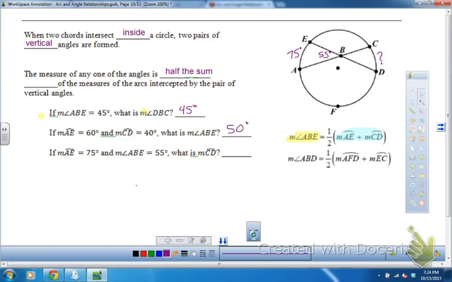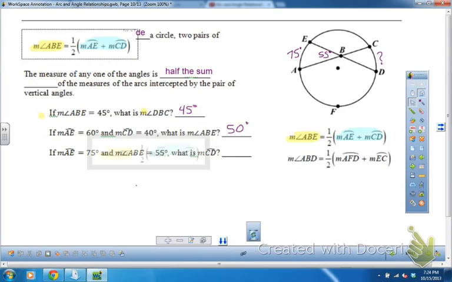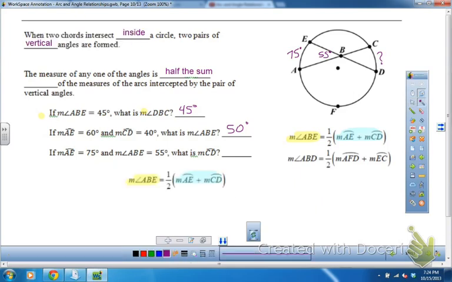What I would suggest you do is to rewrite the equation and substitute what you can. So substitute under the measure of angle ABE, put 55 degrees, because you already know what that is, you're not solving for that this time. And the measure of arc AE is 75 degrees. And what you have to find is the measure of arc CD.